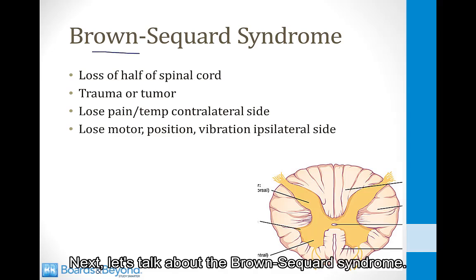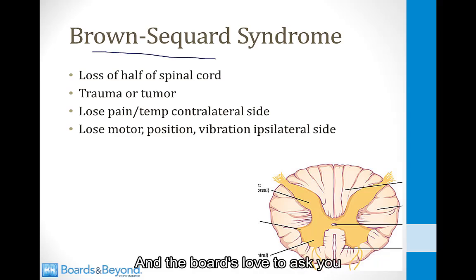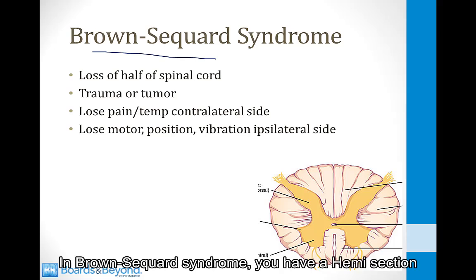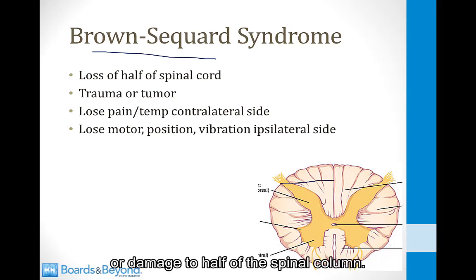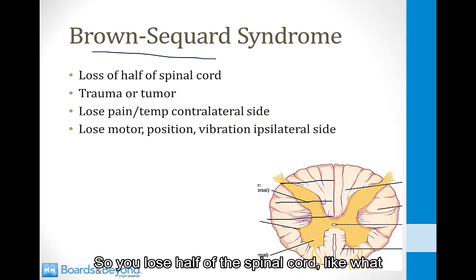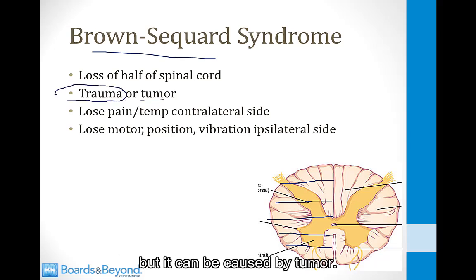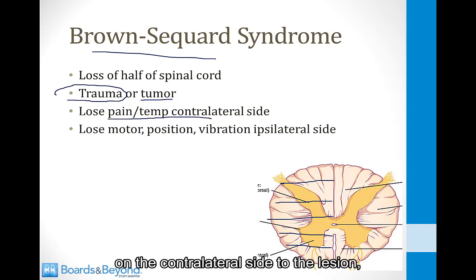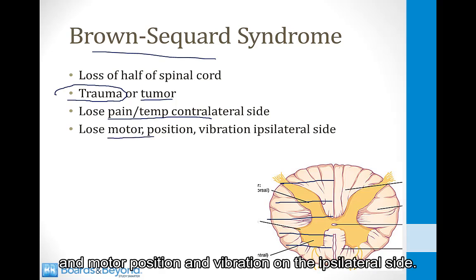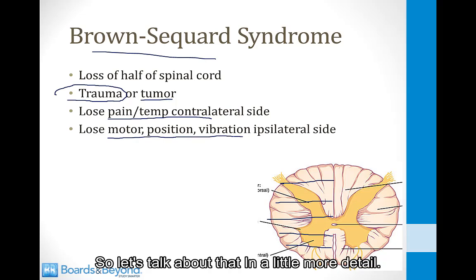Next, let's talk about the Brown-Séquard syndrome, and the boards love to ask you about Brown-Séquard syndrome because it basically tests your knowledge of spinal neuroanatomy. In Brown-Séquard syndrome, you have a hemisection or damage to half of the spinal column, so you lose half of the spinal cord like what I'm drawing down here right now. This is classically caused by trauma, like a knife wound or a gunshot, but it can be caused by tumor. And what you lose is pain and temperature on the contralateral side to the lesion, and motor, position, and vibration on the ipsilateral side. So let's talk about that in a little more detail.